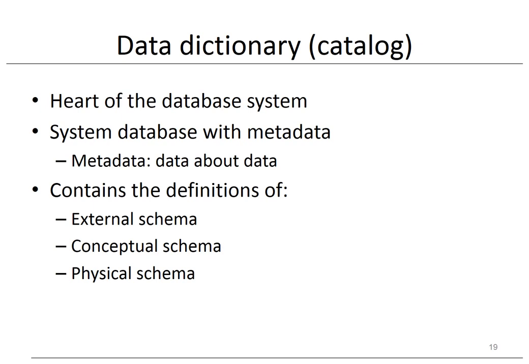As already mentioned, the data dictionary or catalog constitutes the heart of the DBMS. It contains the data definitions or metadata of your database application. More specifically, it stores the definitions of the external, conceptual, and physical scheme. It also synchronizes these three schemes to make sure their consistency is guaranteed.